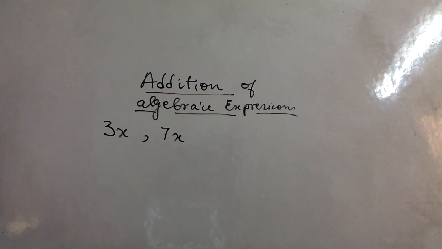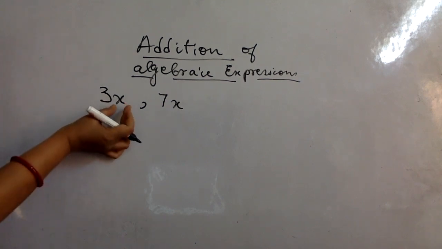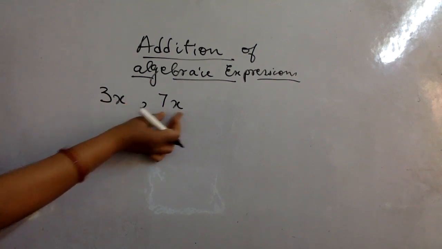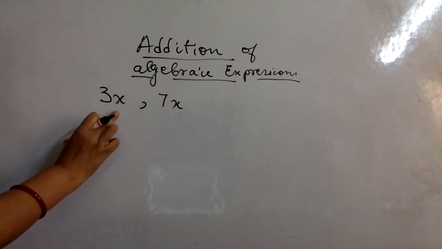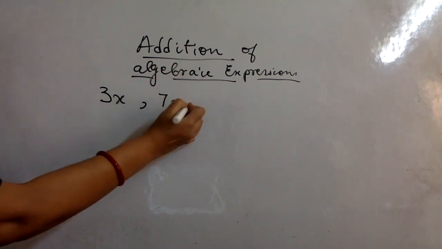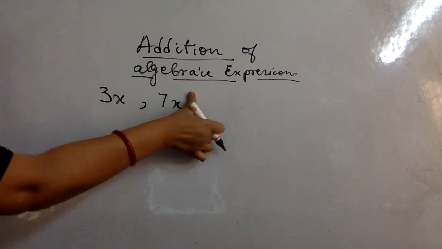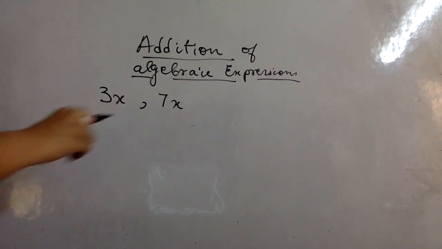Now let me tell you in the very beginning that addition or subtraction of algebraic expressions is possible only when the terms are like terms. Like terms means, as we have already talked about, the variable part is same. The number can be anything, sign can be anything, but the variable part has to be same. If there's an x square here, they are not like terms. If there's an xy here, even then they are not like terms. So we need exactly the same variable part. That is what makes them like terms.